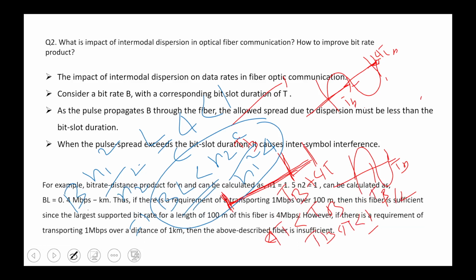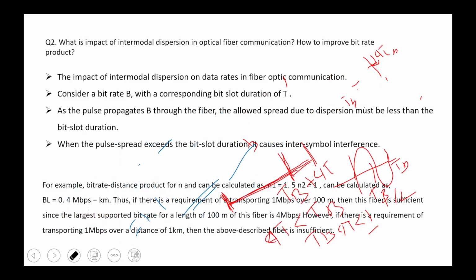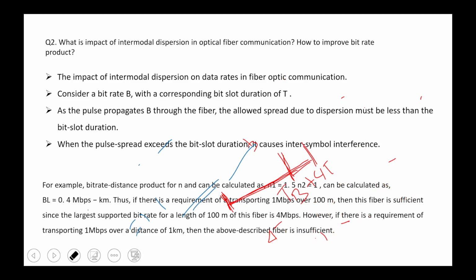So I have taken one example for you, to show how the bit rate product affects communication. We have an optical fiber with n1 equal to 1.5 and n2 equal to 1. The bit rate product we calculated is 0.4 Mbps kilometer.